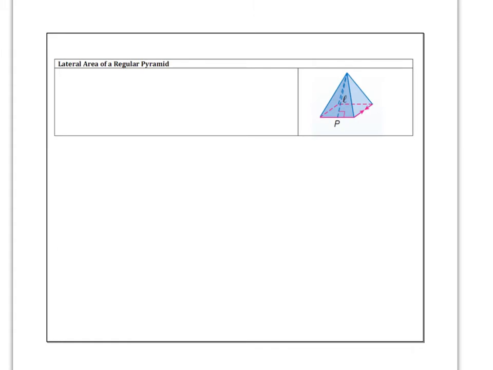Let's jump right into the formula for lateral area. Remember, lateral area is the area of all the sides, but it does not include the base. So lateral area for a pyramid is going to be 1/2 PL. P is the perimeter of the base. And then that cursive L stands for slant height.